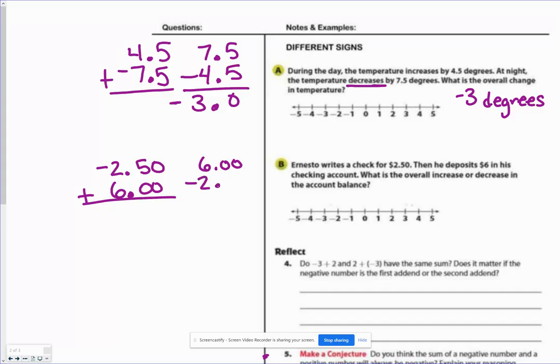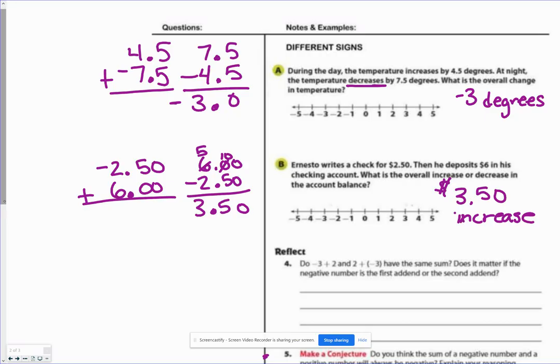6 minus $2.50. 0 minus 0 is 0. I have to borrow, make this a 10, borrow from the 6, make that a 5. Bring the decimal down before I forget. 10 minus 5, 5. 5 minus 2, 3. Now, is that a positive $3.50 or is that a negative? I'm going to write it over here. Let's see if it's positive or negative. Which one is bigger? $2.50, that's a negative, or $6, that's positive? $6. So is that an increase or a decrease? It was an increase because it's positive $3.50. Very good. Don't forget to pause the video if you need to.